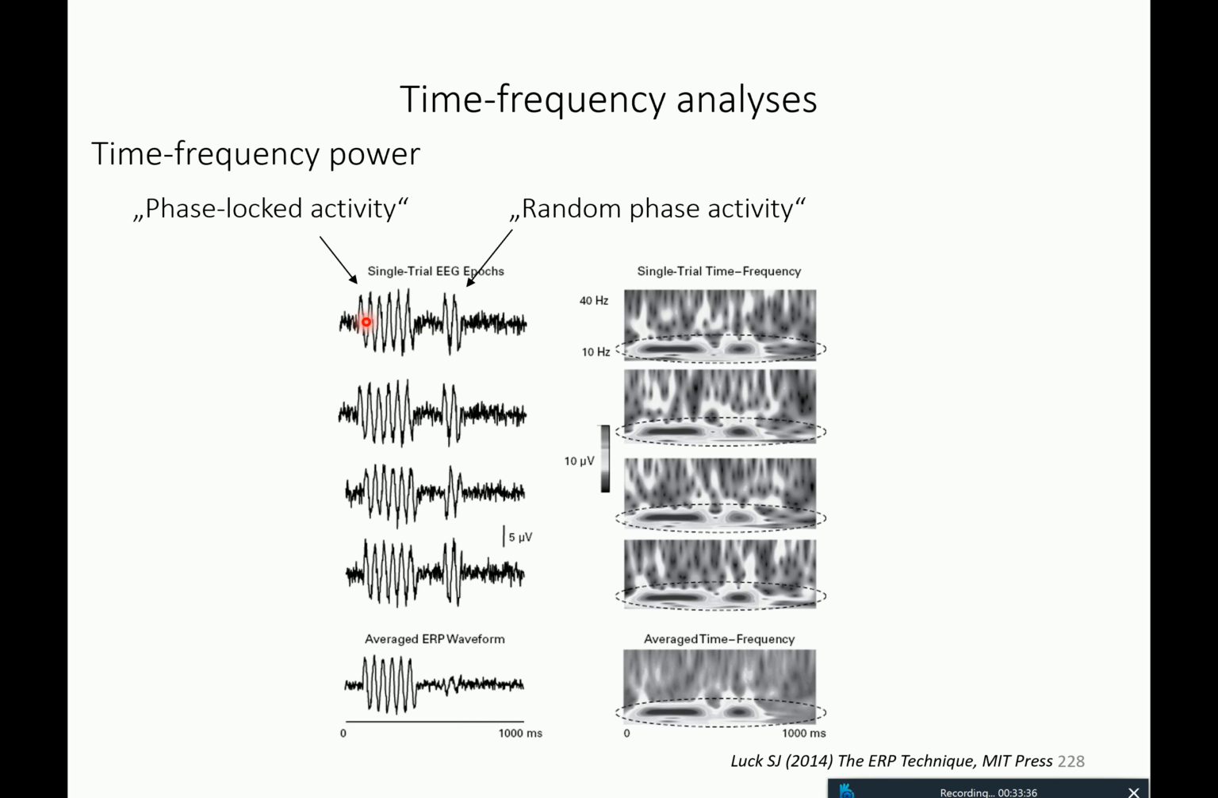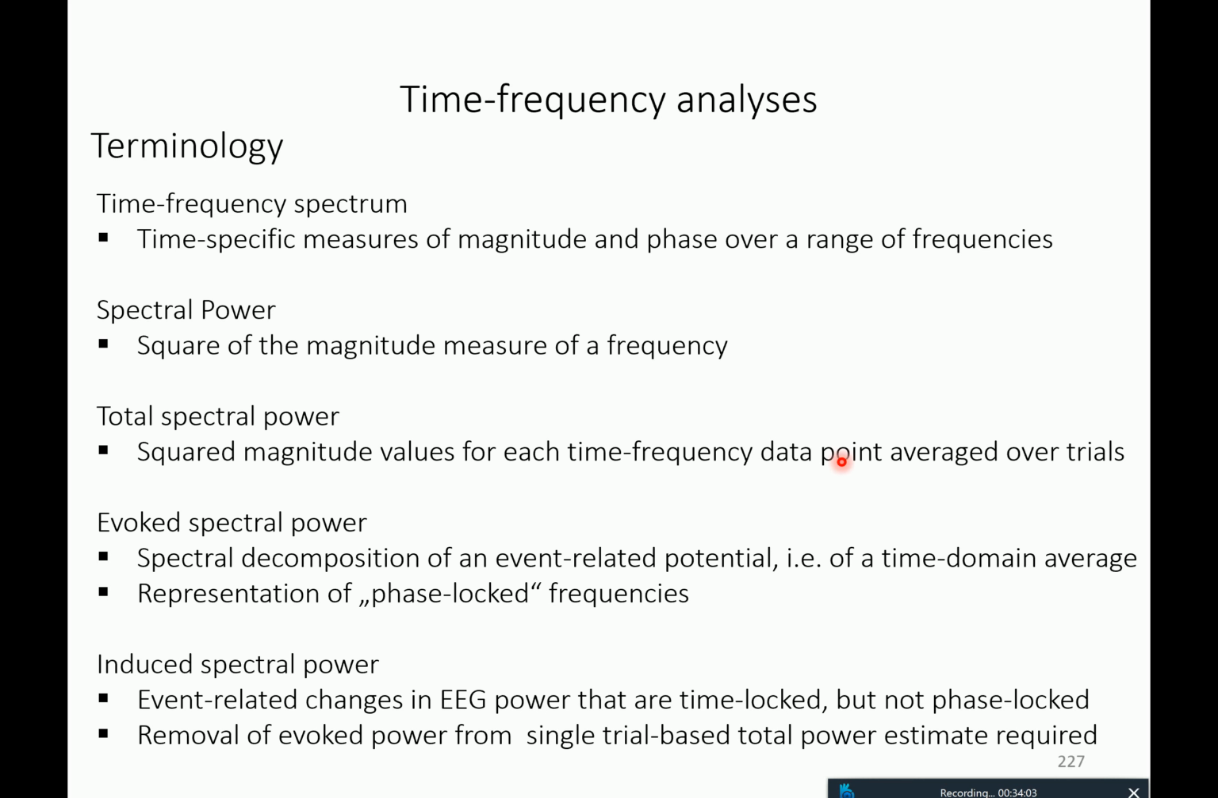If you do this step first, so you first listen now carefully. If you do the time frequency decomposition on a single trial level, and then average these time frequency spectra over trials together, then you get what is referred to as total spectral power. So the squared magnitude values for each time frequency data point averaged over trials. Yeah, so on each trial you do a time frequency decomposition, and you have these time frequency spectra, and then you average them. That's total spectral power.